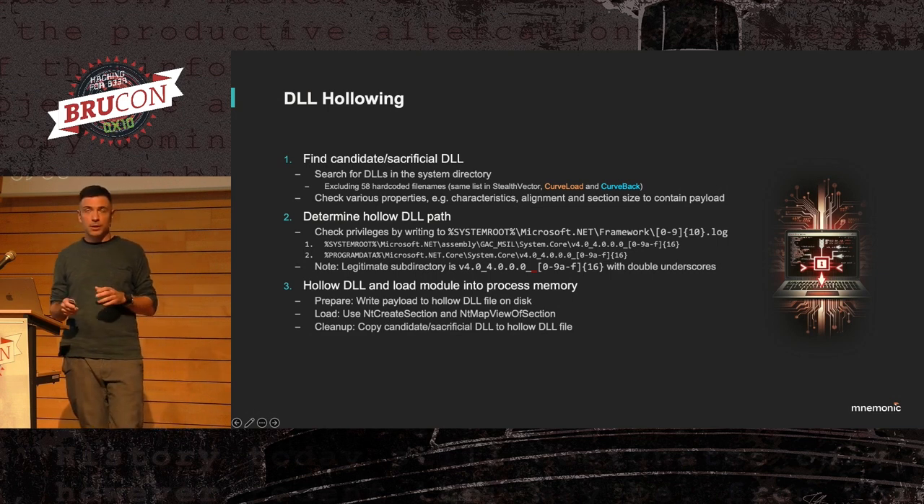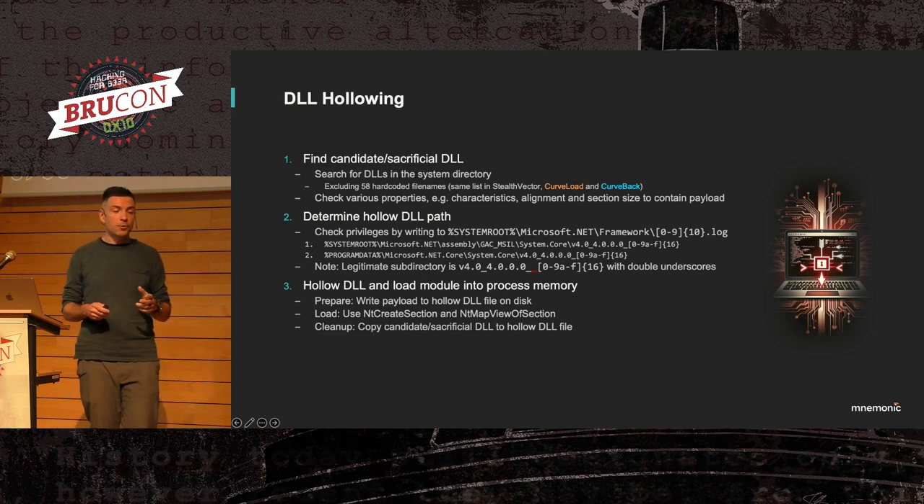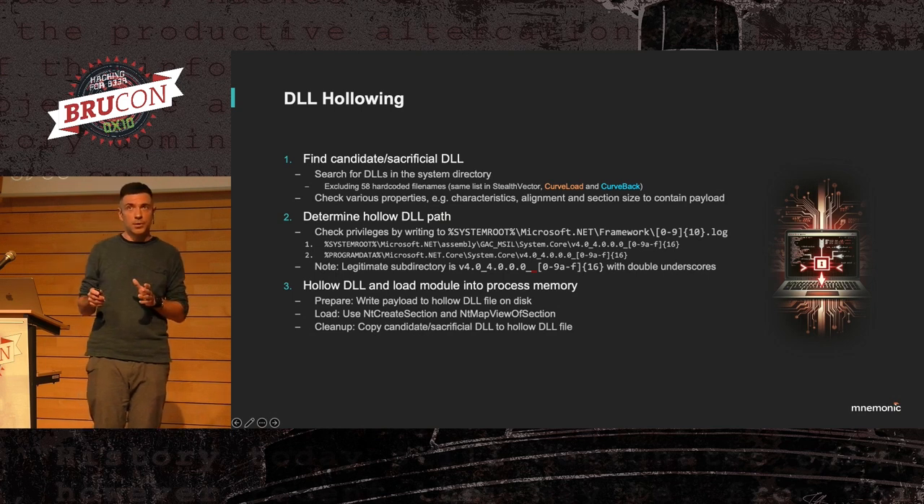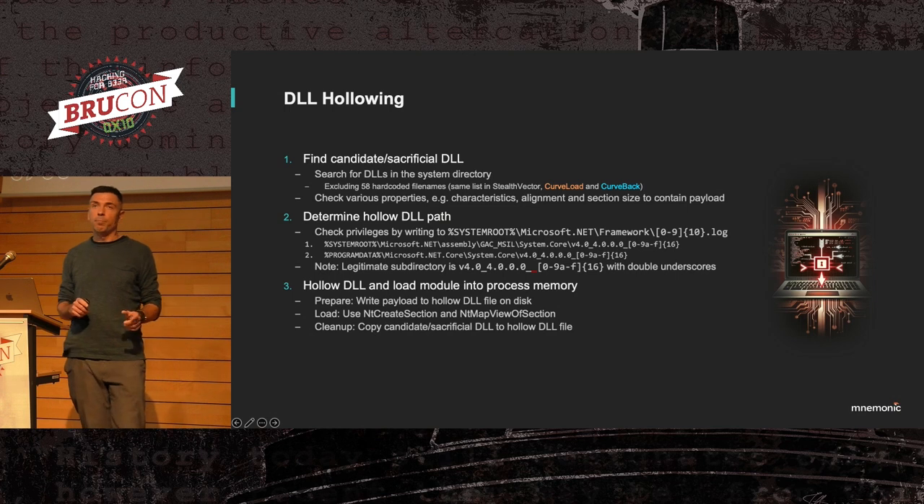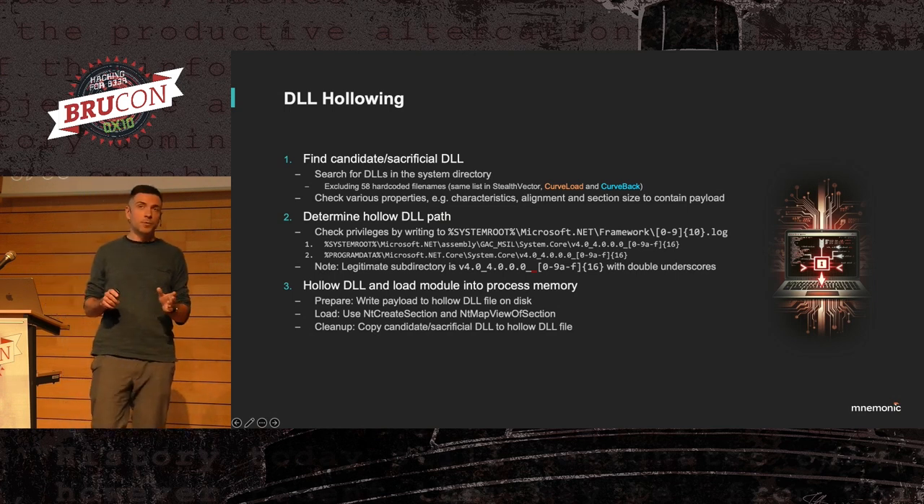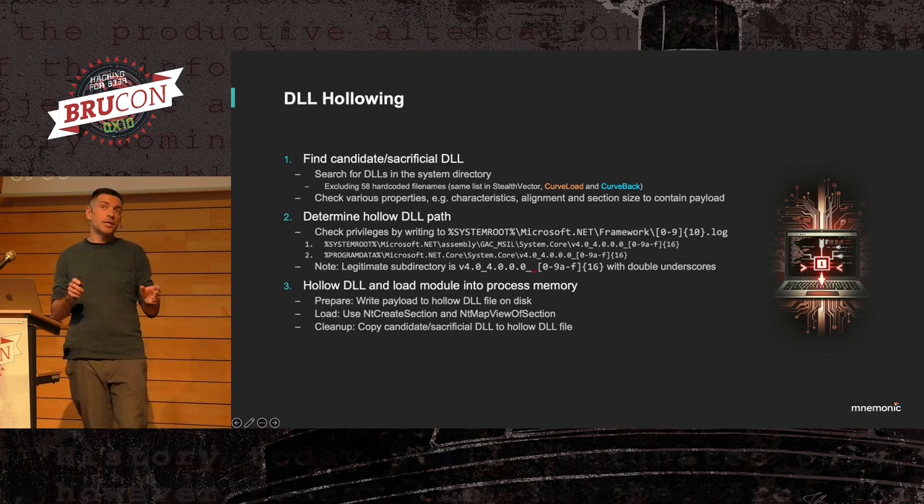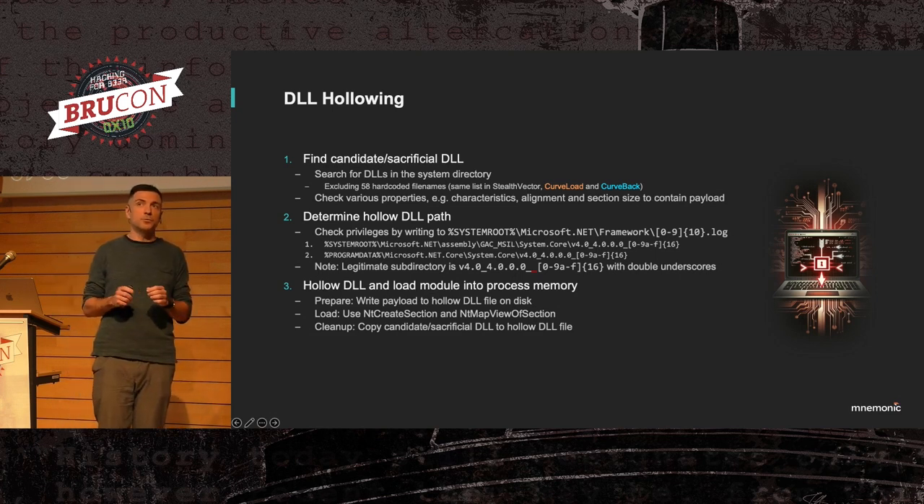It will then load it into actual memory by using NtCreateSection and NtMapViewOfSection, such that it resembles a legitimate library in process memory. And then finally clean it up by copying the contents of the legitimate DLL from the system directory back to the one that is hollowed, such that the file on disk does not actually contain the payload anymore. It will be identical to the one in the system directory. And if you want to actually figure out if it's malicious or not, you have to compare it with what's in memory.